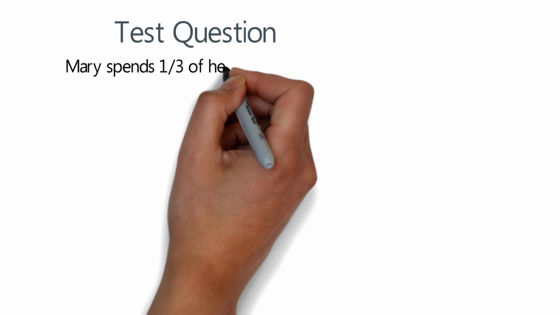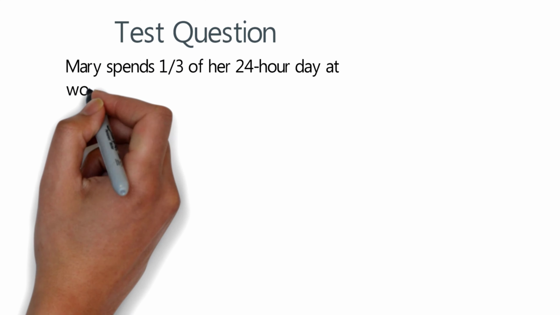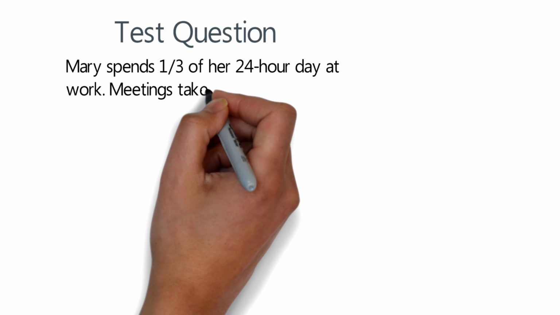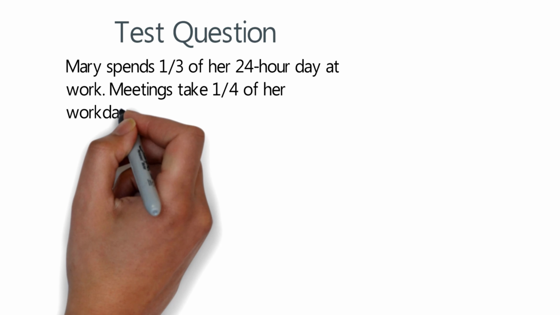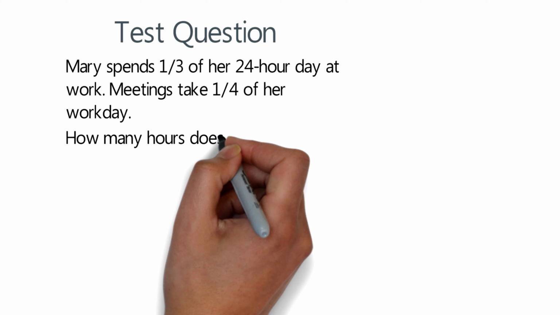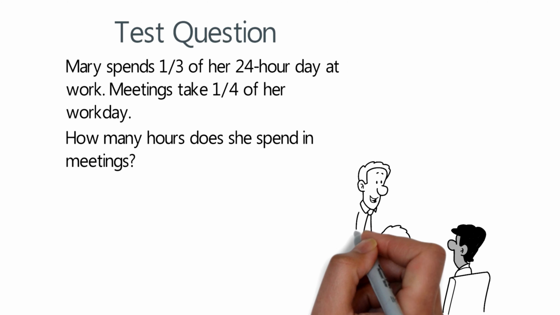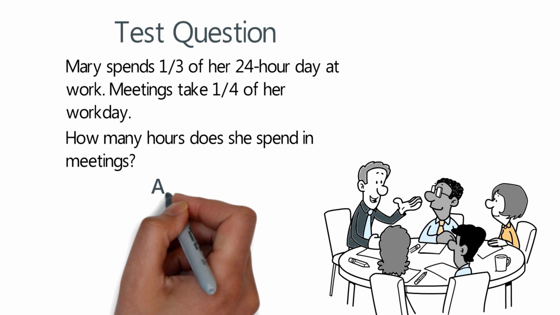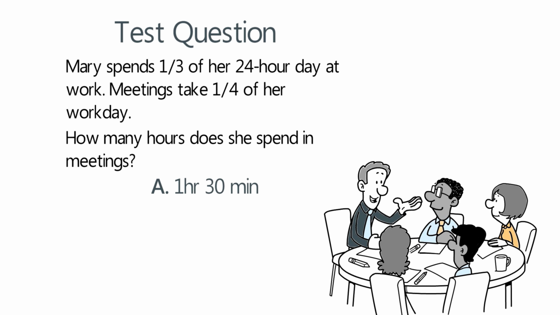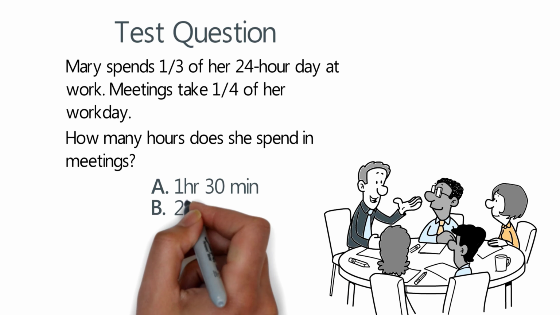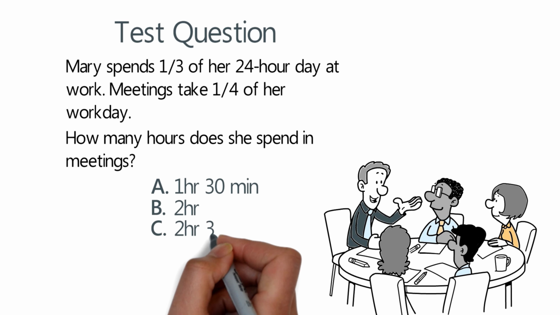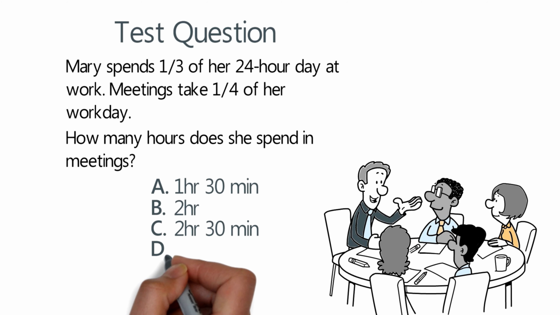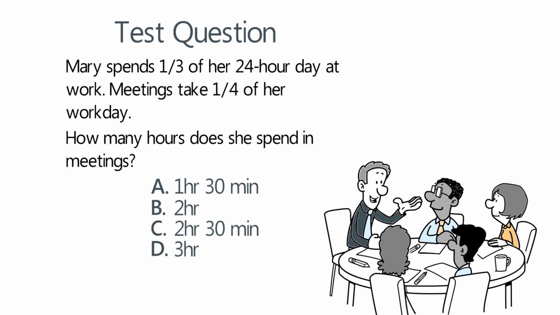Mary spends 1/3 of her 24-hour day at work. Meetings take 1/4 of her workday. How many hours does she spend in meetings? You have 4 different choices. Choice A, 1 hour and 30 minutes. Choice B, 2 hours. Choice C, 2 hours and 30 minutes. And choice D, 3 hours.